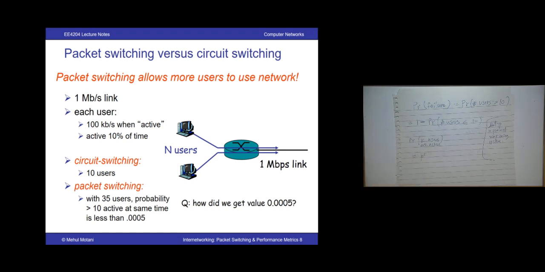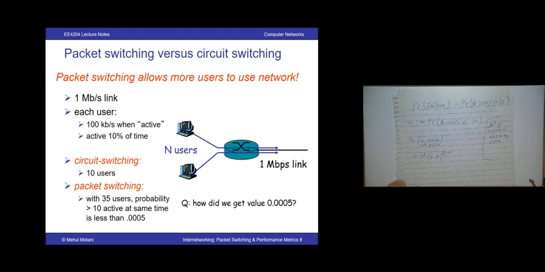Now, if K users are active, how many users are not active? That's what you're trying to figure out. So how many users are not active? Yeah, 35 minus K. And with what probability are they not active? Right? To the 35 minus K. So is this the probability? No.